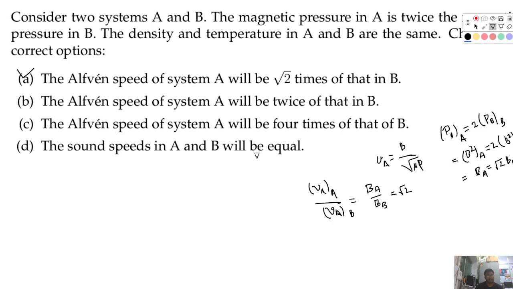Now our concern is what we are taking. We have the sound speed, which is root over gamma P by rho, right? So it can also depend upon root T, which is temperature, right? So here the density and temperature in A and B are the same, so the sound speed in A and B will be equal. Okay, so this is the correct answer. Fine.